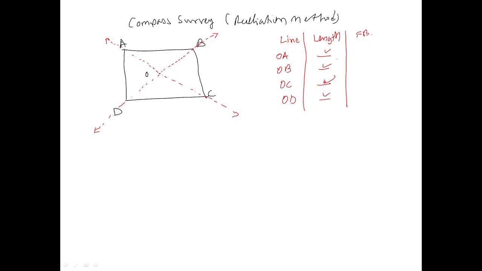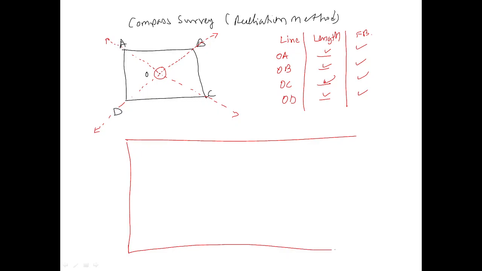Once we had these lengths OA, OB, OC, and OD, we set up the instrument, a prismatic compass, at the O point, and then we take the observations. So we got the four bearings of OA, OB, OC, and OD. Now that data is going to be plotted onto the drawing sheet.